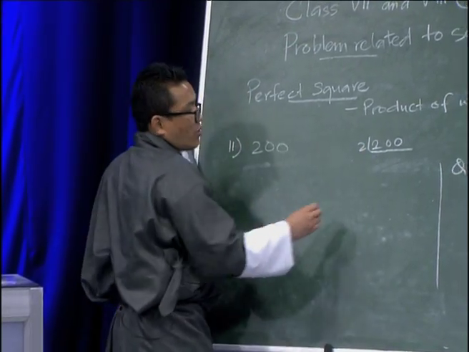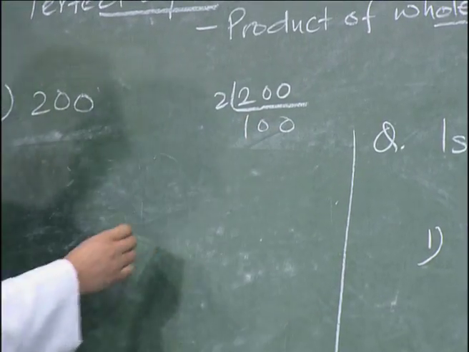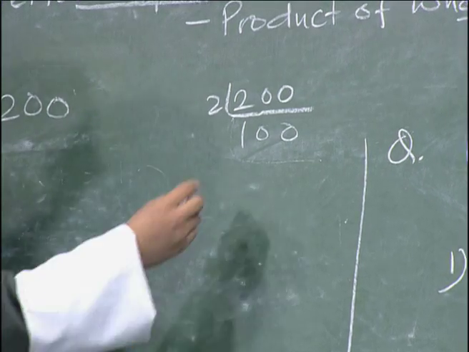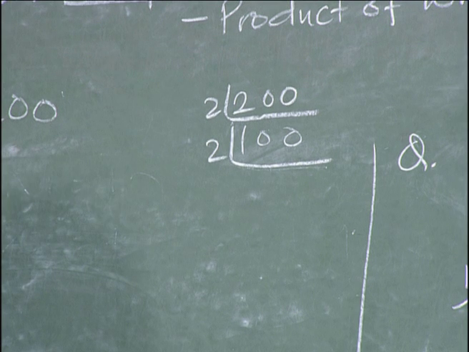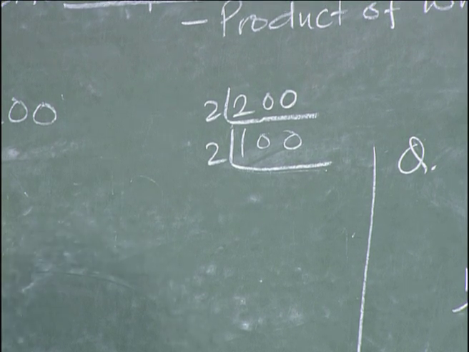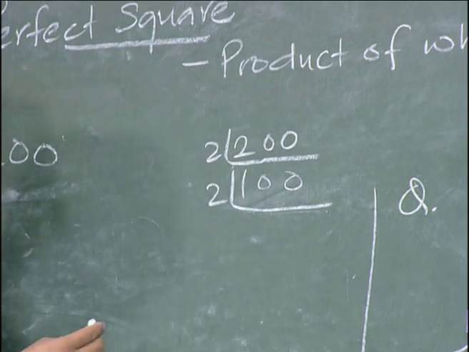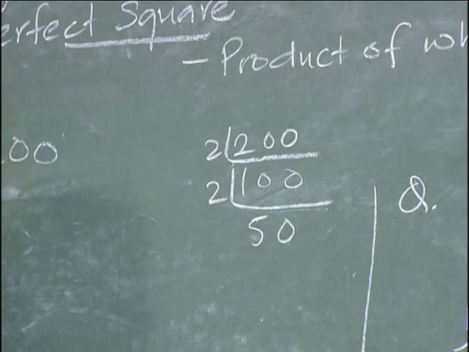I'll use 2. 2, how many times is 2? 2, 1 times, right? So 2 times 100 will be 200. Again, since in the ones place the digit is 0, I'll again use 2. 2, how many times is 10? 2, 5 times, right? So 2 times 50 will be 100.